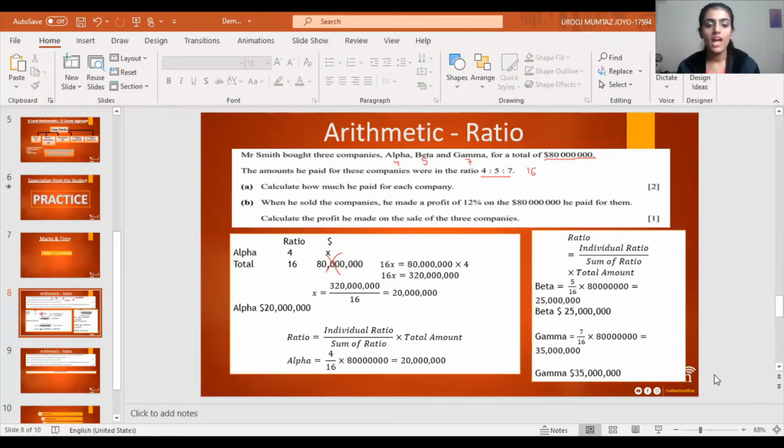So now we have the cost of alpha, beta, and gamma. The question asks, calculate how much he paid for each company. We have the answer. Alpha costed 20 million, beta costed 25 million, gamma costed 35 million. And if you add them all up, it will be 80 million. So let's move towards the next part.